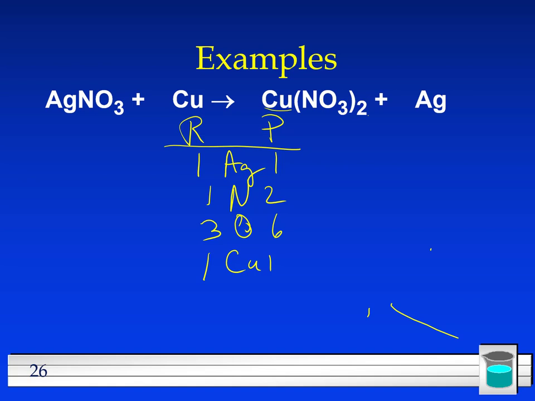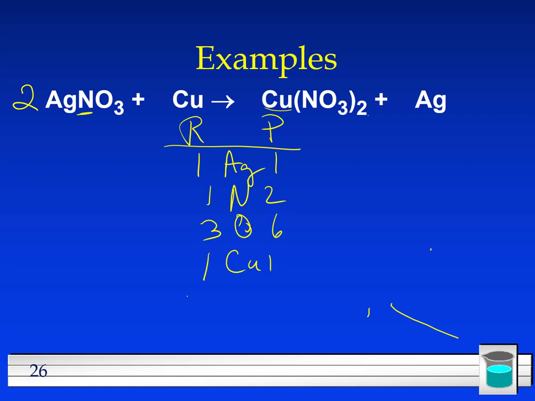So look at my table. What do I need to fix? Nitrogen and oxygen. Okay? Is there any reason to choose one over the other? Not really, because they both show up just once on each side. So it doesn't matter which one I fix. So I need the left-hand side to say 2 nitrogens. The only place nitrogen shows up is here. And the only way I could have 2 nitrogens is put a 2 in front of that.